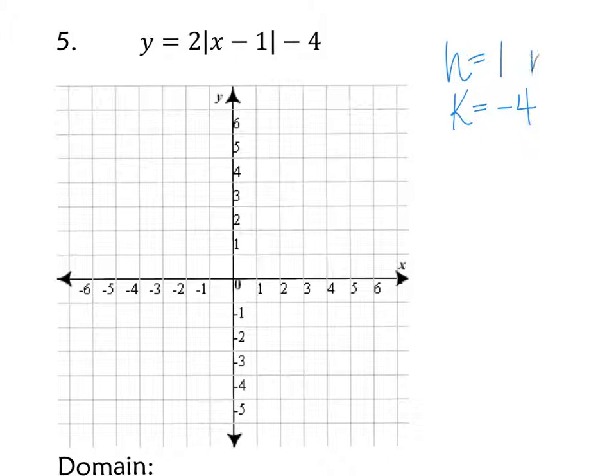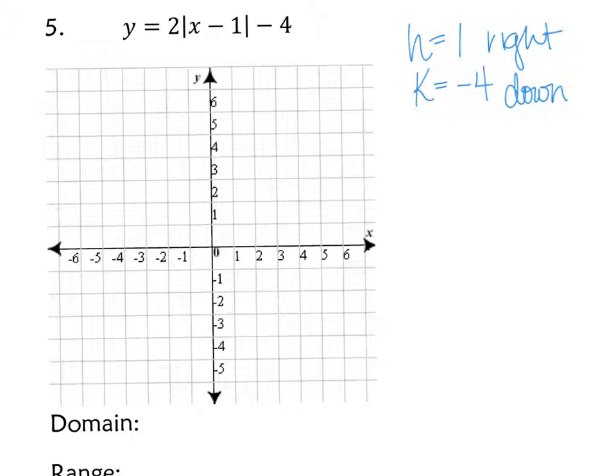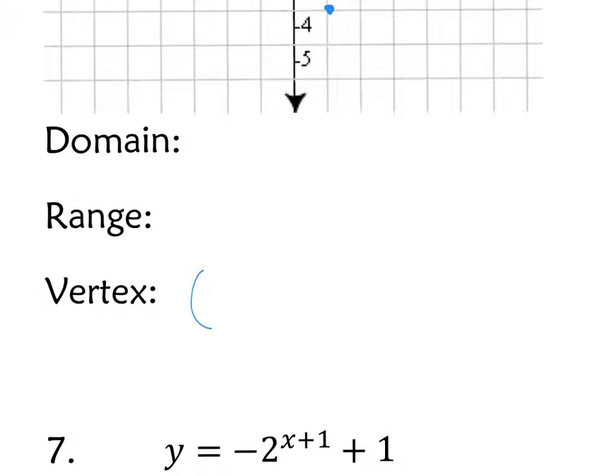That means I'm going to be going 1 to the right and 4 down. Not to the left or right, but actually going down. So at 1 right and -4 down, I will be about right here. That should be where my vertex is. And now we can actually fill out your vertex. It's going to be (1, -4), right? It is your h and your k. So since I've been able to point that out, I can do my vertex.